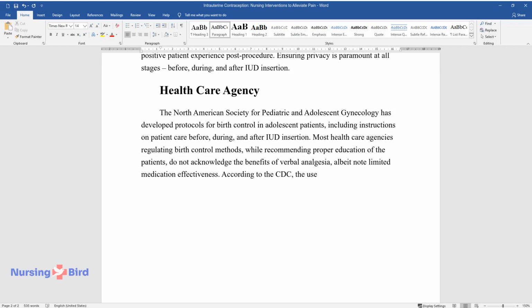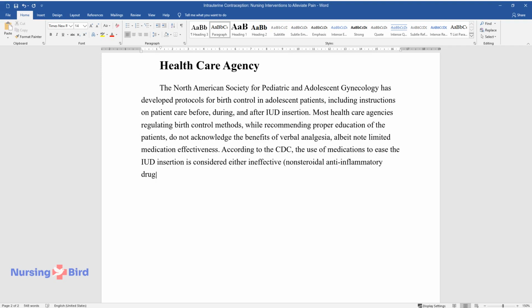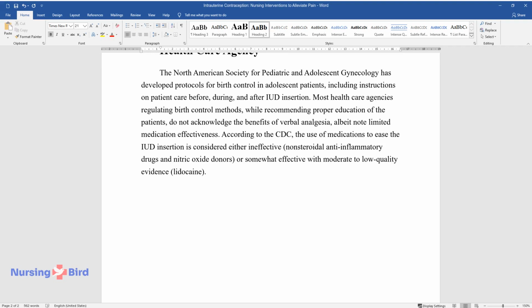According to the CDC, the use of medications to ease the IUD insertion is considered either ineffective, nonsteroidal anti-inflammatory drugs and nitric oxide donors, or somewhat effective with moderate to low-quality evidence, lidocaine.